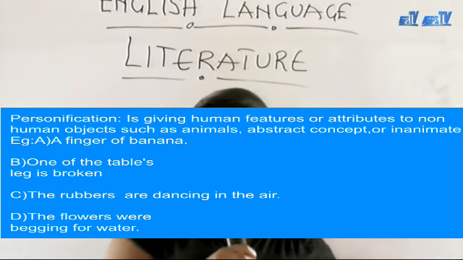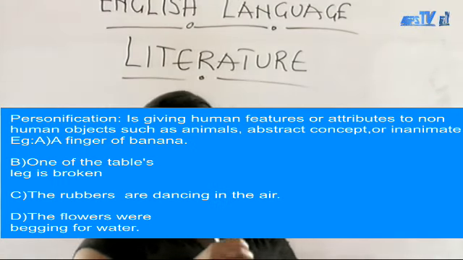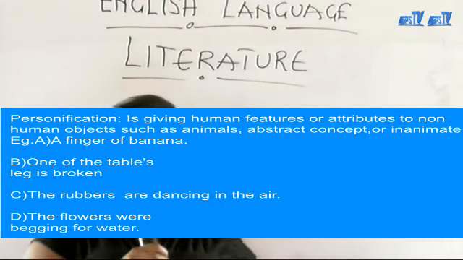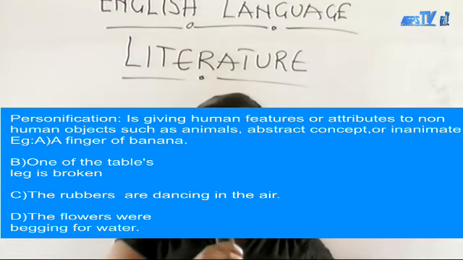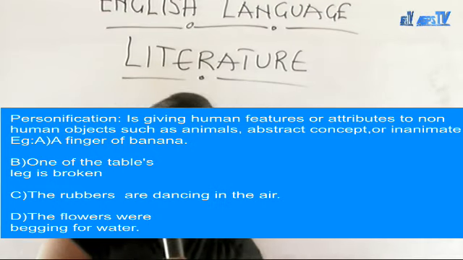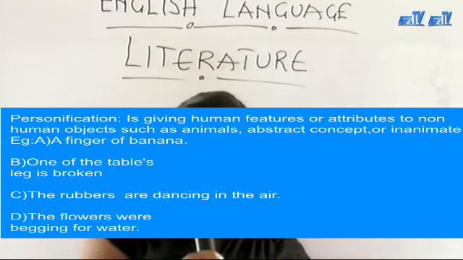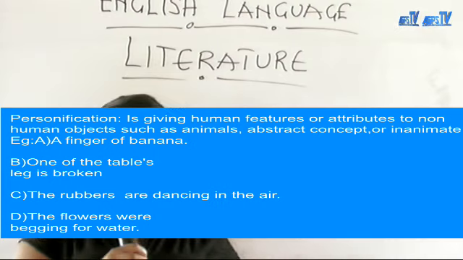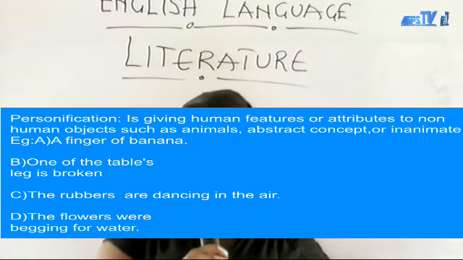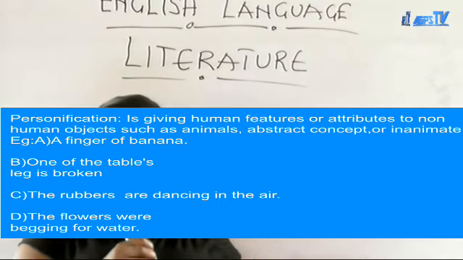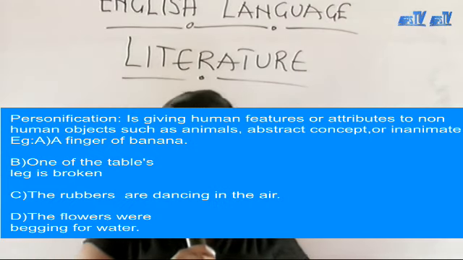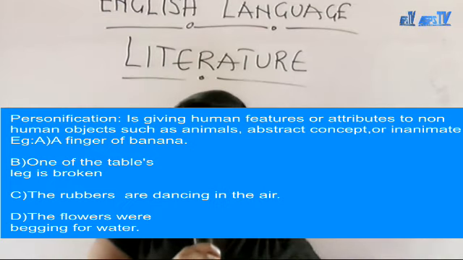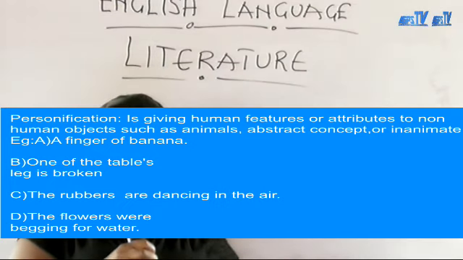We can also have our example 2. One of the table's legs is broken. Human beings have legs. Tables do not have legs. So when we are giving the feature of a human to a table, we are taking it from the literary device called personification, because we are giving the feature of a human to an inanimate thing.